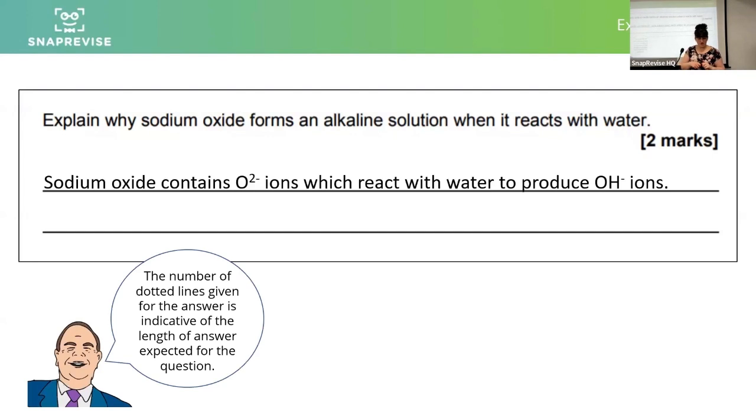The number of dotted lines, okay, we said this before, the number of dotted lines given for the answer is indicative of the length of answer expected for the question. We were only given 2 lines here. We only need to give a short answer, or a short answer is all that they're expecting from us, let's say.